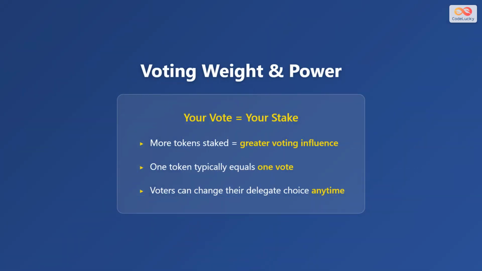In DPoS systems, voting power is directly proportional to the number of tokens staked. The fundamental principle is simple: your vote equals your stake. This means that participants who stake more tokens have greater voting influence in electing block producers. Typically, 1 token equals 1 vote, creating a weighted voting system. An important feature of DPoS is flexibility. Voters can change their delegate choice at any time if they're dissatisfied with a delegate's performance or behavior. This continuous voting process ensures delegates remain accountable to the community.